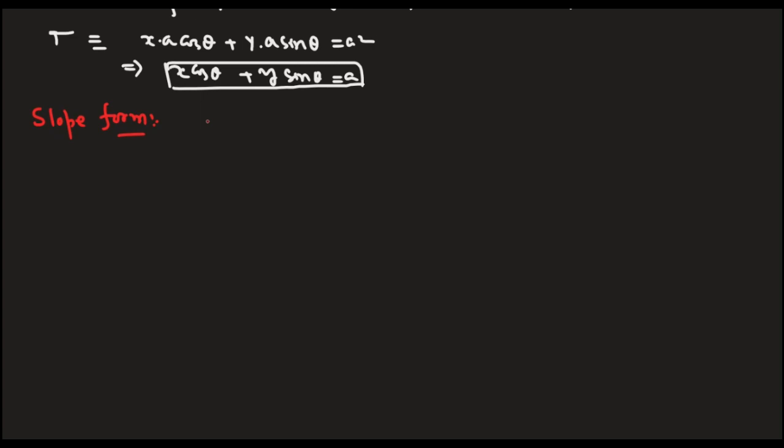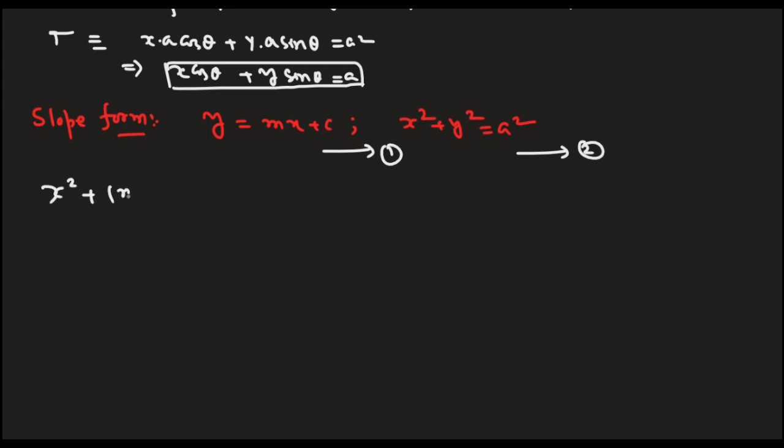Suppose this line y is equal to mx plus c is the tangent to the circle x square plus y square is equal to radius square. Now, how can we find out what will be the conditions? First of all we take the intersection of these two curves. So it is very simple, x square, then y square is replaced by mx plus c whole square, and then we have the radius square.